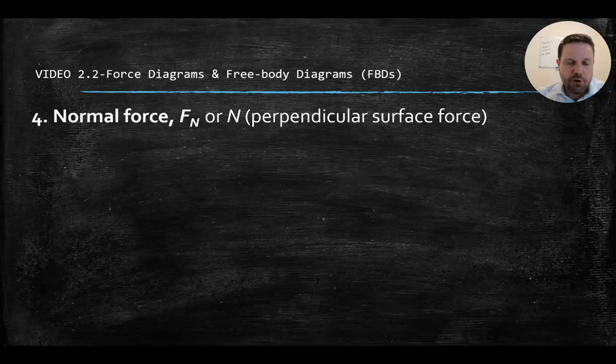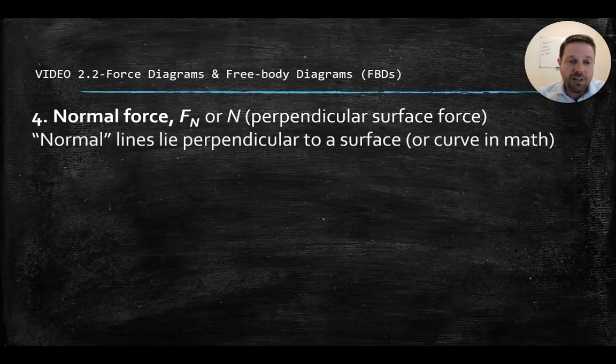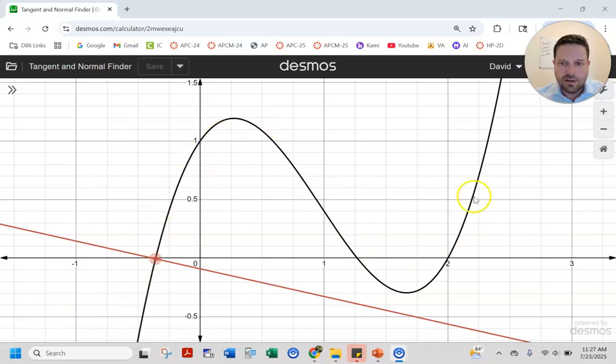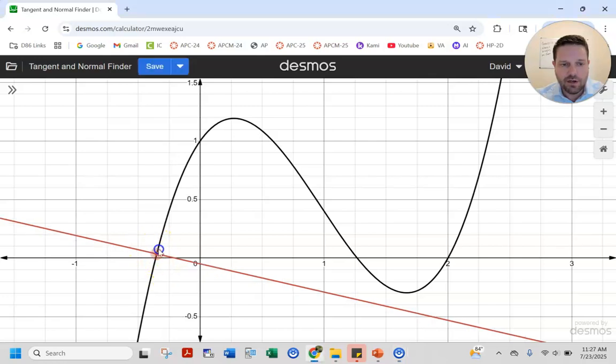Normal force. Okay, so normal force does not mean typical, ordinary, or common. Normal force is a math term, which means perpendicular to a curve, or in this case, perpendicular to a surface. Okay, so normal lines in math are lines that lie perpendicular to a surface or a curve. So here's a curve. You can see this black polynomial curve. And if I look at some point here in red, and I draw a normal line going through that point, you can see that this red line is perpendicular to the curve.